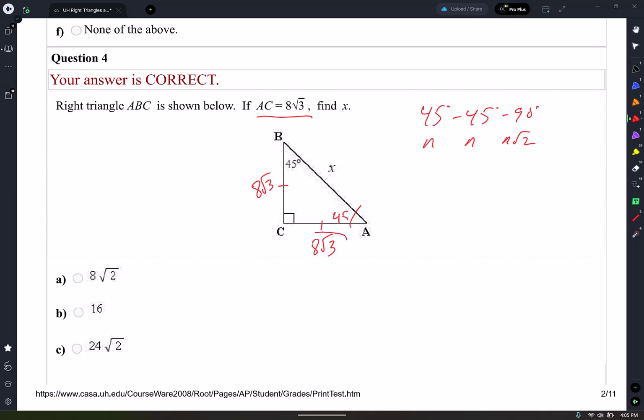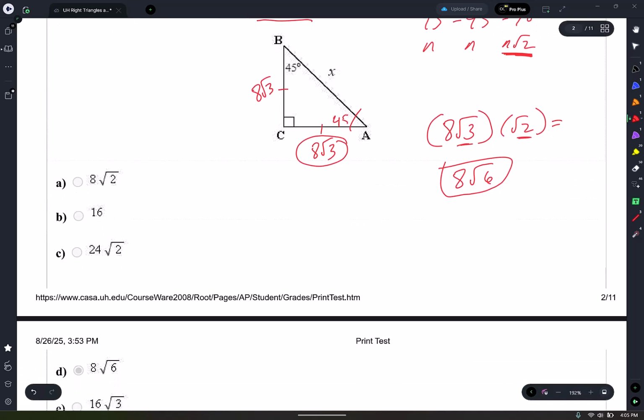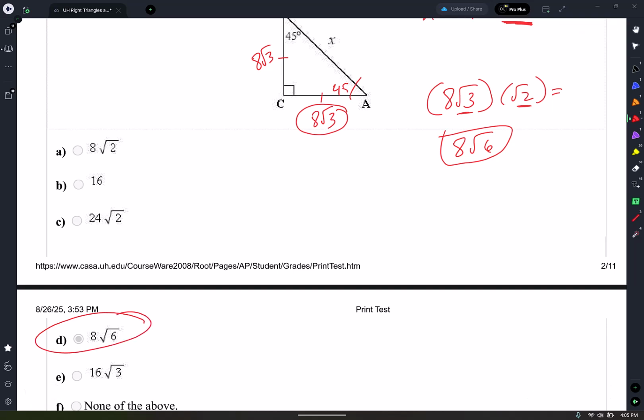So I take this leg of 8 square root of 3, and I'm just going to multiply it by square root of 2. 8 square root of 3 times square root of 2. So square root of 3 times square root of 2, that's square root of 6. So it's going to be 8 square root of 6. And there it is. And I look for that answer, and it's on the next page.